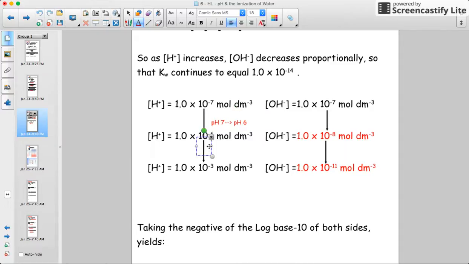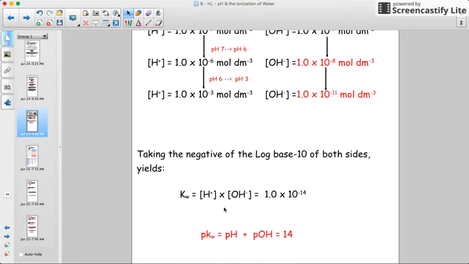For this one, likewise, we're going to get that pH went from being 6 and now pH is down to 3. Okay, so when we change by 1,000, or a factor of 10 to the 3, the pH changes by 3. And so the pH always matches that exponent on the H plus concentration.